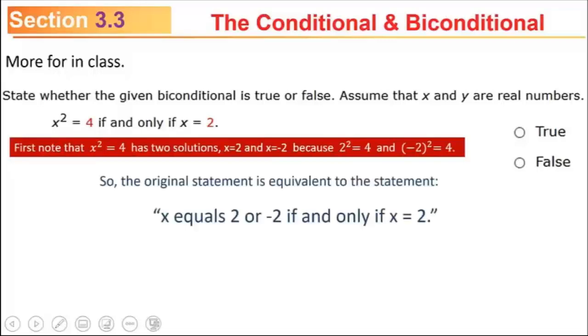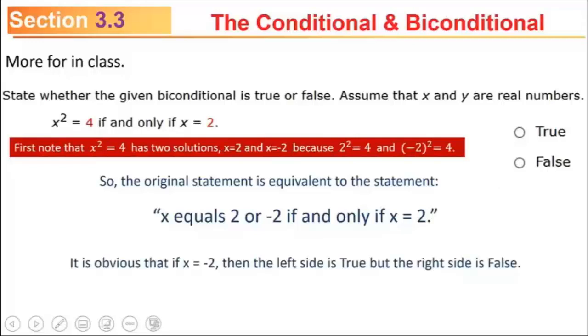So the original statement as written is equivalent to the statement x is equal to 2 or minus 2 if and only if x is equal to 2. Now think about that for a minute. Suppose x is equal to minus 2. If that's the case, then the left side, x equals 2 or minus 2, would be true if x were minus 2. But the right-hand side, x equals 2, would be false if x were equal to negative 2.